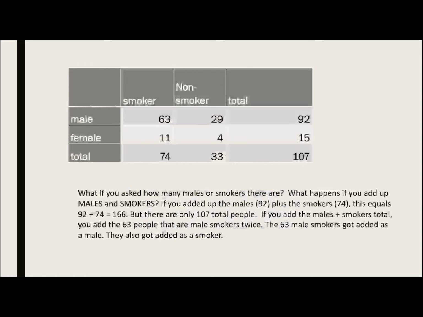If you add up the males plus the smokers total, you add the 63 people that are male smokers twice. The 63 male smokers got added as a male. They got added as a smoker also.